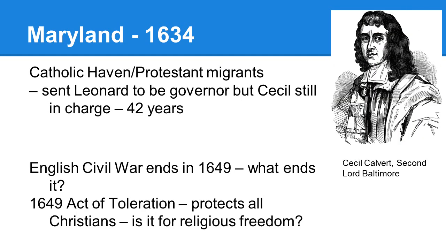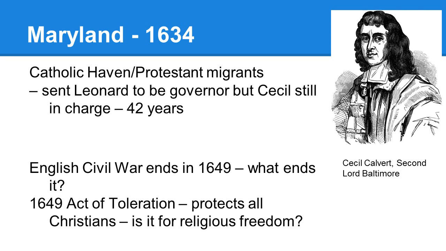Now, Maryland again was a Catholic haven, but Protestant migrants were allowed to be there. They were not persecuted in any way whatsoever. Now, Cecil wasn't crazy about the thought of traveling on water, so he sent his younger brother Leonard, and Leonard was made governor. Cecil's the guy in charge. He's the one that makes all the rules, and Leonard can't do anything or change anything without permission from Cecil. But Leonard is the physical presence in the colony of Maryland for 42 years.